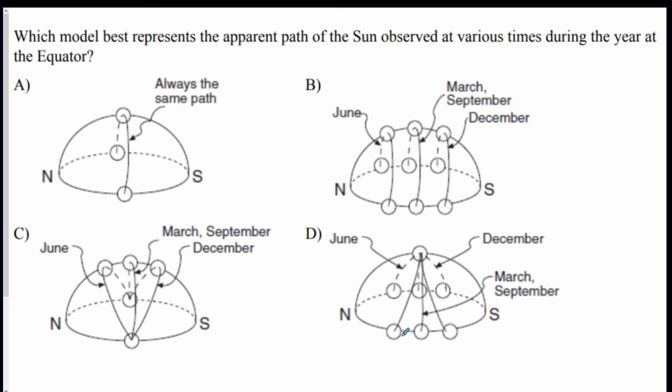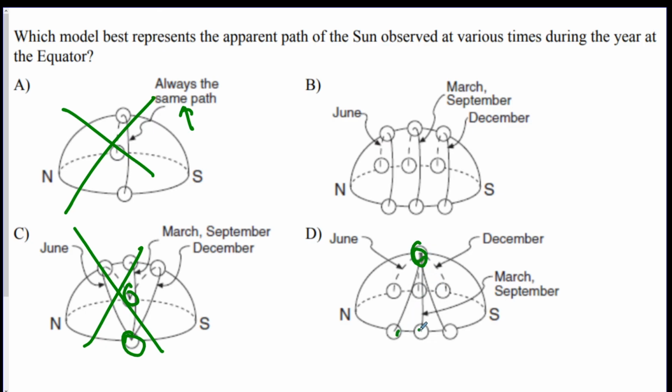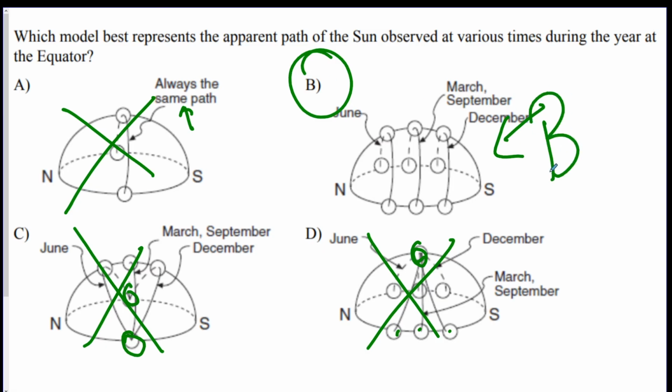Which model best represents the apparent path of the sun observed at various times during the year at the equator? So this shows that it's always the same path, which is not true. We did the equator's path, and there's 3 different paths, so this is out. This one here shows that the sun is always rising east and setting west the whole year. This never happens at any location on the planet, so that's out. This one here shows the sun always getting up to 90 degrees on the first day of every season. This is out. That never happens anywhere on the planet. And here's your correct image of the equator, which we know and love.